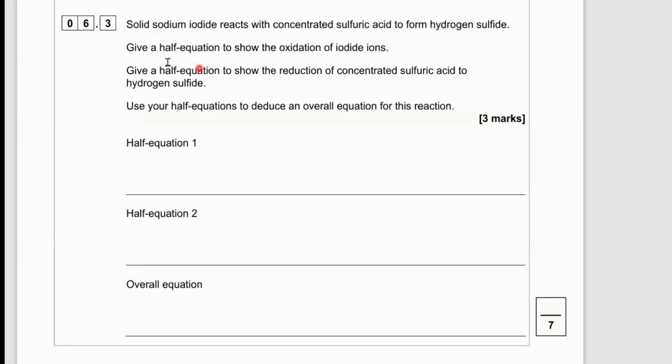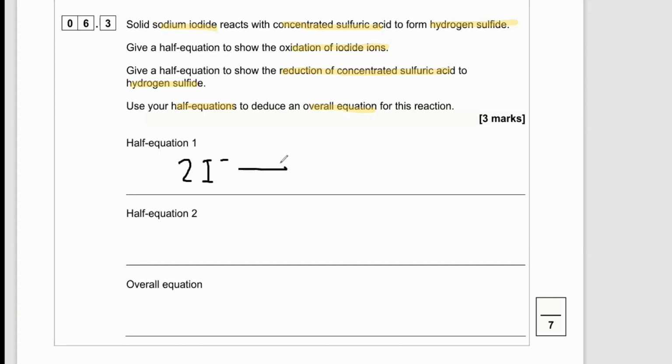Okay, solid sodium iodide, which is even stronger a reducing agent, iodide ions, reacts with concentrated sulfuric acid to form hydrogen sulfide. Give a half equation to show the oxidation of iodide ions. Give a half equation to show the reduction of concentrated sulfuric acid to hydrogen sulfide. Use your half equations to deduce an overall equation for this reaction. Again, I've used a highlight array. Can't recommend it strongly enough when you're actually doing real exam papers. It's a key technique in not losing easy marks.